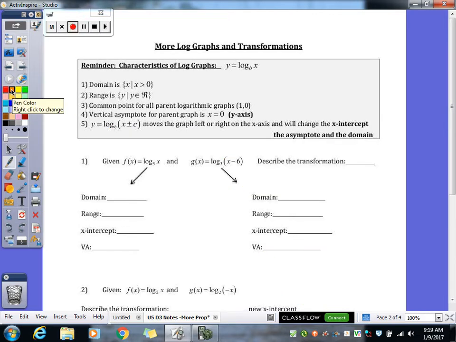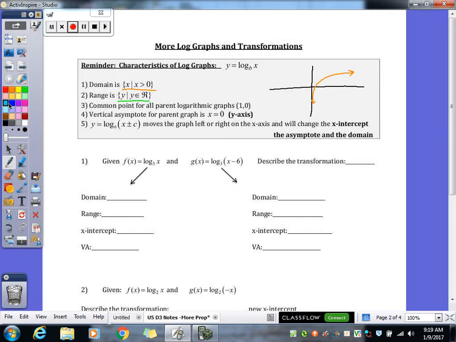All right, dealing a little bit more with our log graphs. We talked about this a little bit on the first day, so this box up here is really just basic review. Keep in mind, our basic log graph looks kind of like that. Whereas your basic graph, the domain is always x is greater than 0. Our range is always an element of the reals.